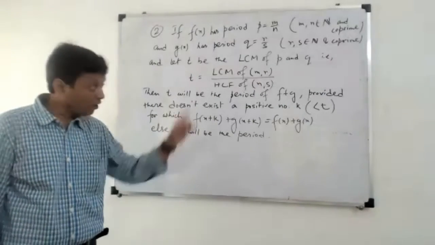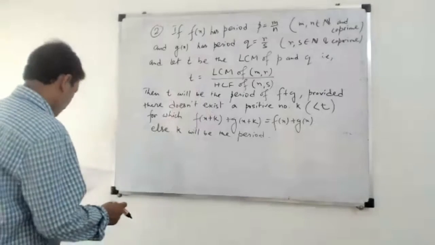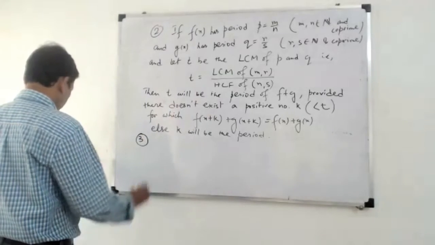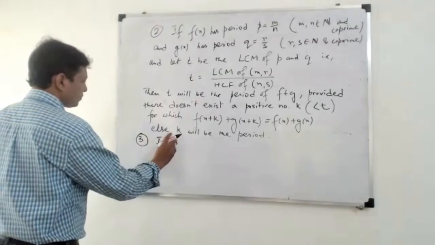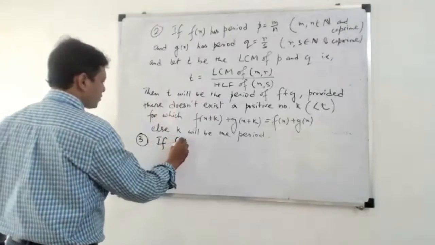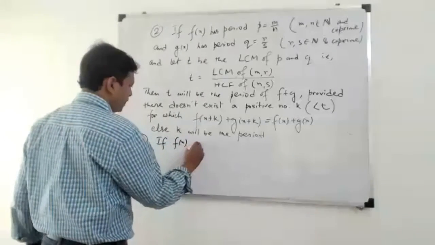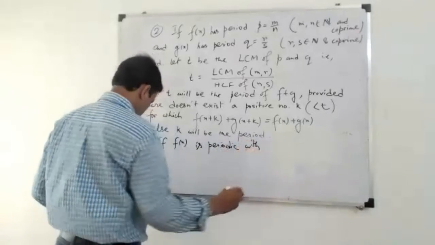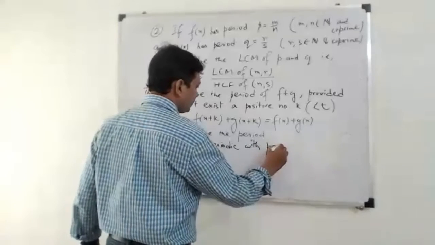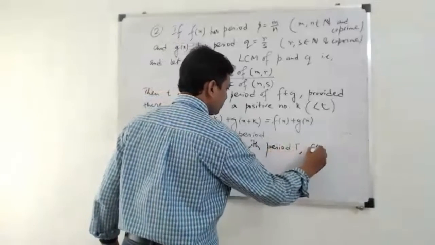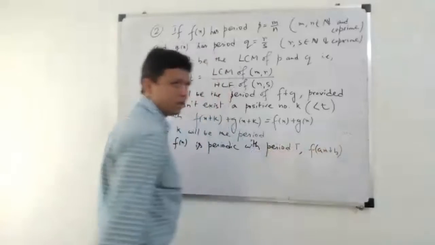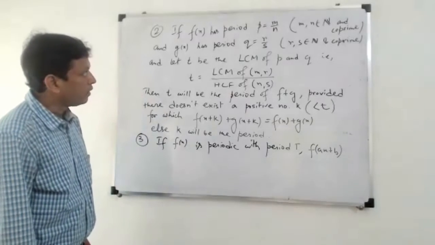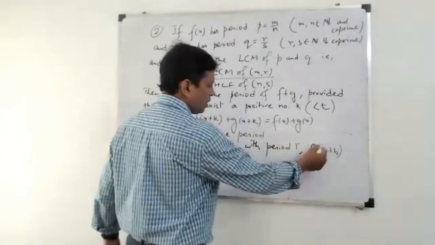I will give you an example of that. Number 3. If f(x) is periodic with period t, then f of ax plus b. Look at that. This combination is inside the function.